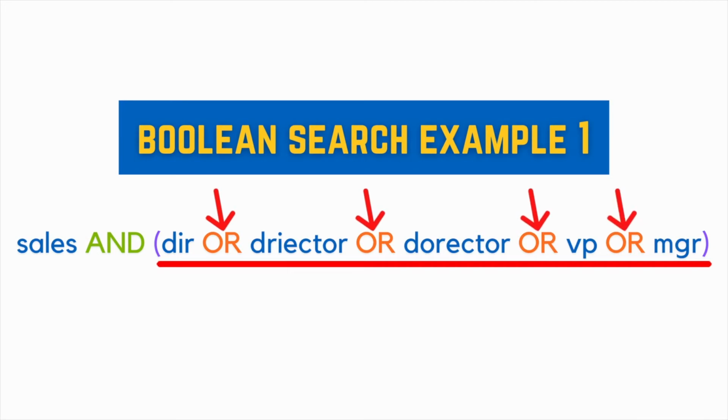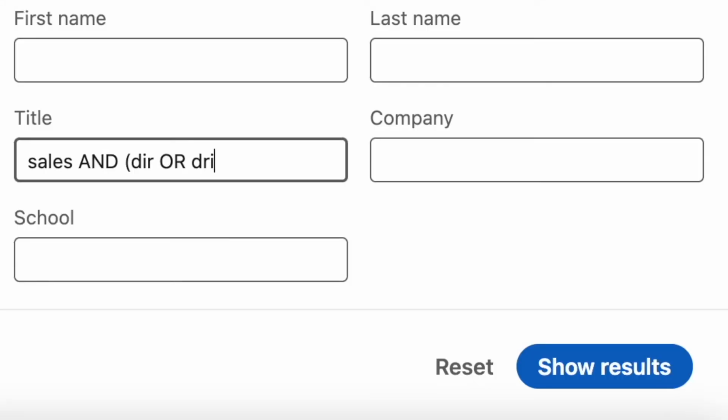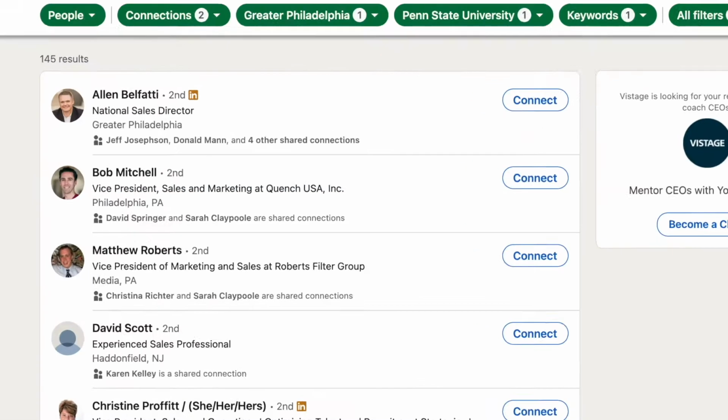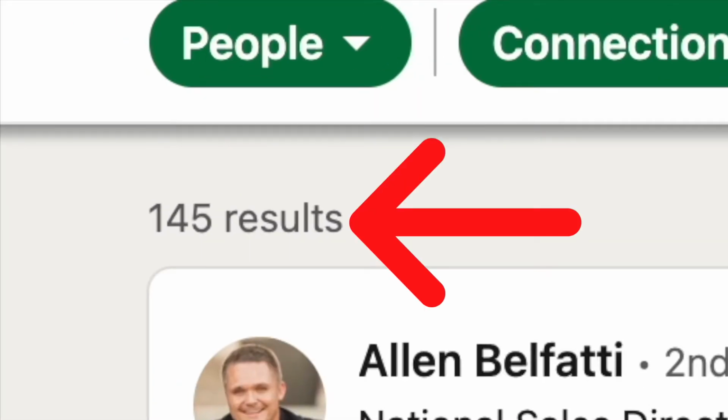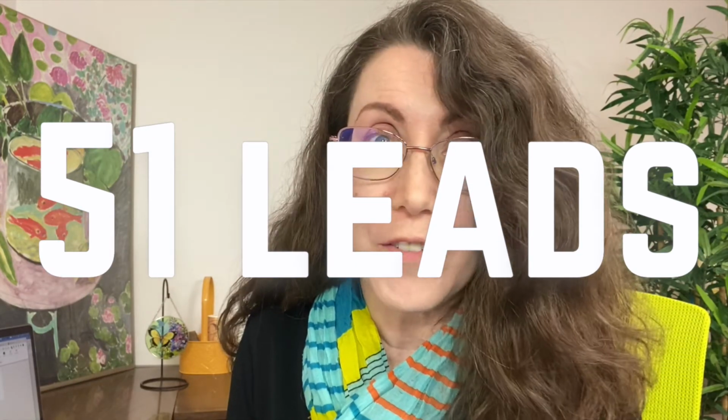Now the next Boolean operator is the word OR, again, in all caps. That means you'll accept any of these terms from DIR to MGR. And the next Boolean operator is parentheses when you need to group some terms together like we did here. Now in this example, using some creativity and some of the Boolean operators, we went from 94 results to 145, which is still a totally manageable number. And the bonus here is that we got 51 leads that we wouldn't have dug up otherwise.